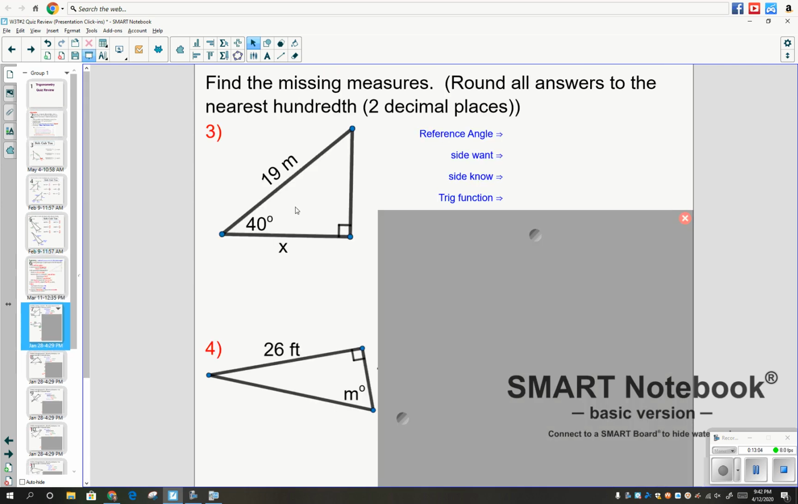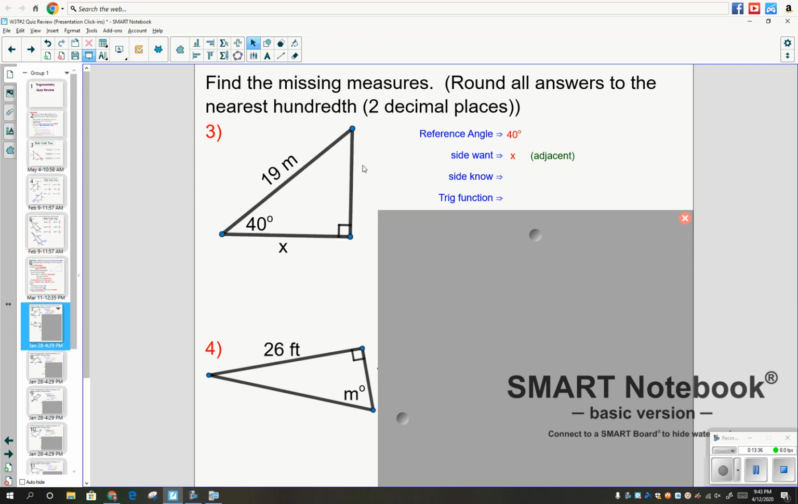The next couple examples here, we're going to find some missing measures in some right triangles. We're going to round all our answers to the nearest hundredth. That is 2 decimal places, 2 numbers after the decimal place. So example number 3. What is my reference angle? What angle measure do I know? 40 degrees. So that's my reference angle. Which side do I want to know? That's X. The key thing is, which side is that? X, it's the leg that is adjacent to 40.